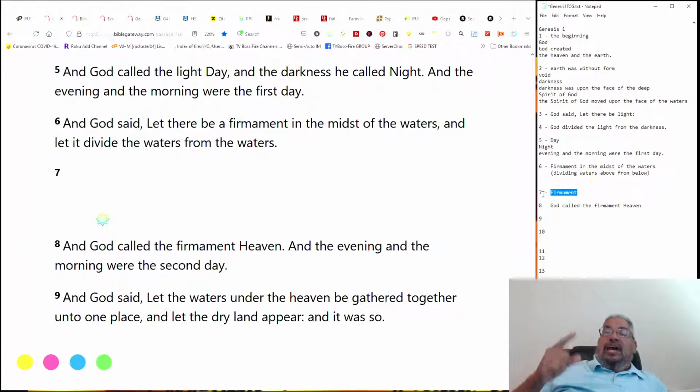It also accounts for the longevity, like Adam living for 900 years, which would be accounted for by very, very high humidity in the air, in the atmosphere. So that seems to coincide with some thinking about that.